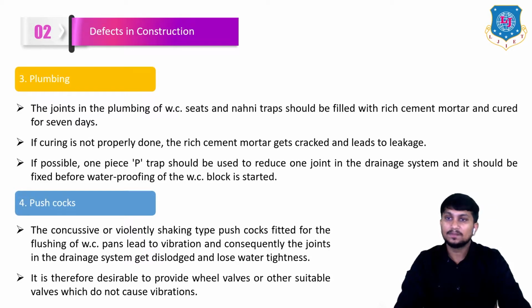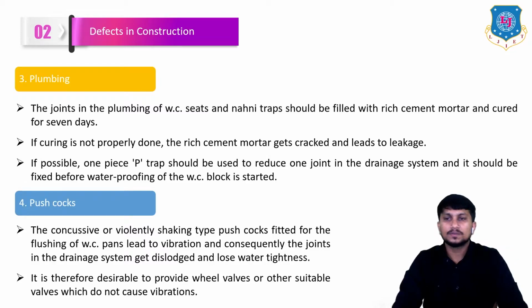Third is plumbing. The joints in the plumbing of water closet seats and nanny trap should be filled with rich cement mortar and cured for 7 days. If curing is not properly done, the rich cement mortar gets cracked and leads to leakage. If possible, one piece P trap should be used to reduce one joint in drainage system, and it should be fixed before waterproofing of water closet block is started. So proper curing should be provided during the plumbing.